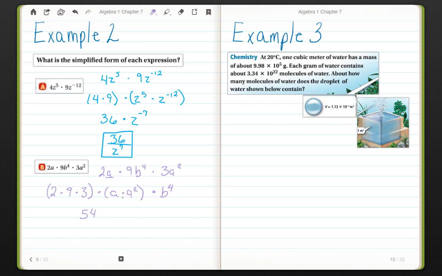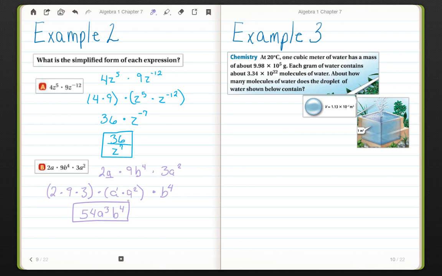A times a squared, this is like a to the first power, so I'm going to add a to the first plus a to the second, which equals a cubed, and then b to the fourth is all by itself over there. So remember, when you have just a variable by itself, its exponent is 1, and you still need to add it to whatever other exponent you have. Okay? All right, let's take a look at example 3.